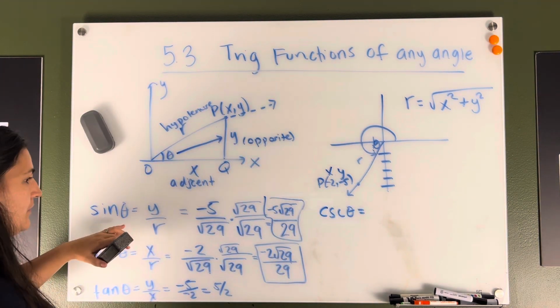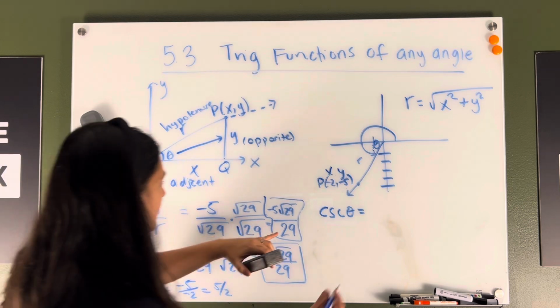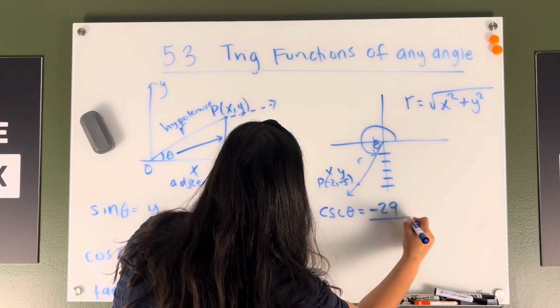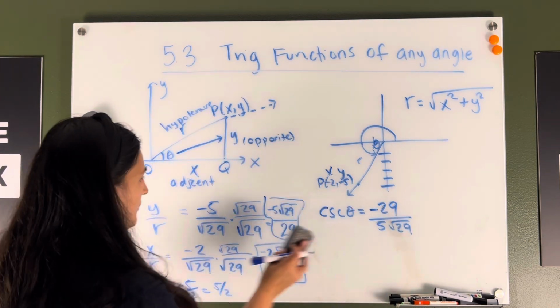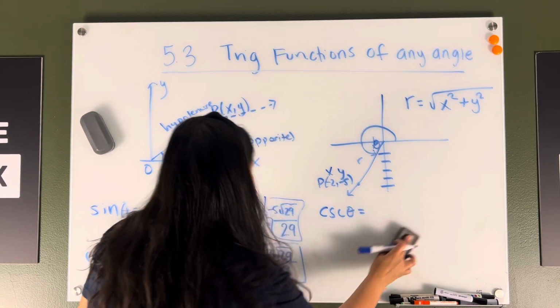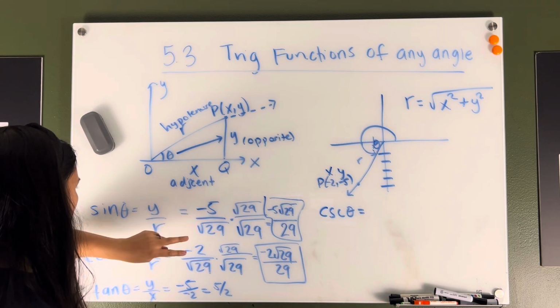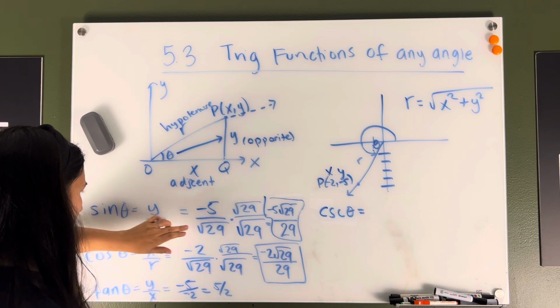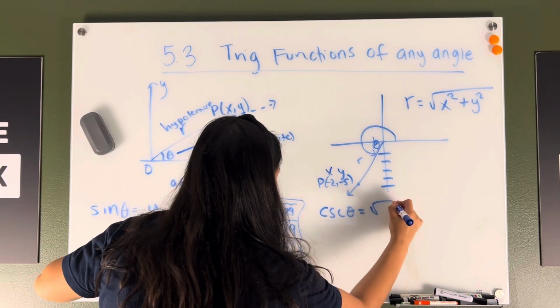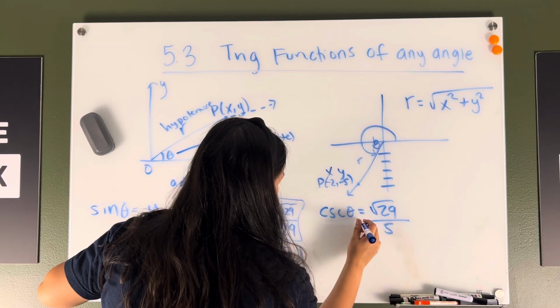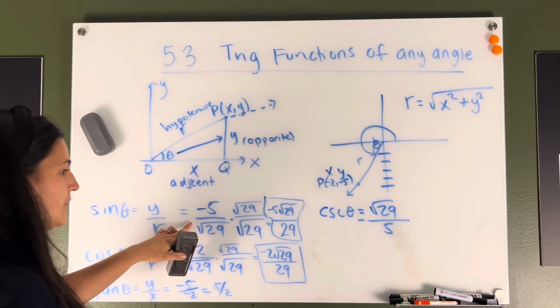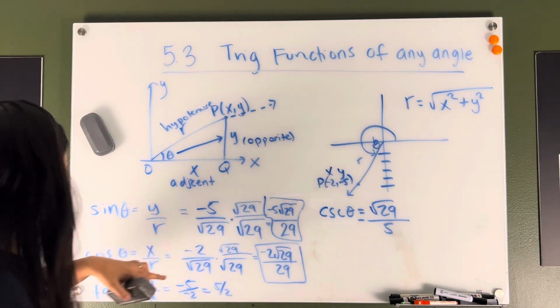Okay, so over here, we know that cosecant is the reciprocal of sine theta. Maybe we should just go back to the original. It would be r over y, which is the square root of 29 over -5. You can put the negative on the outside. So that means you don't have to rationalize anything, you could leave it like that.